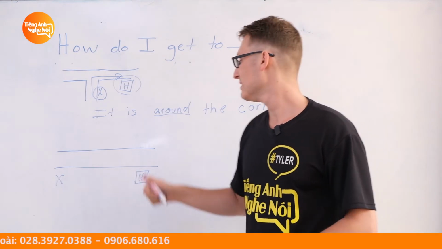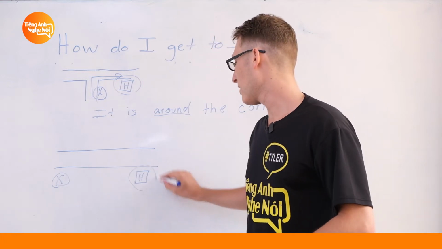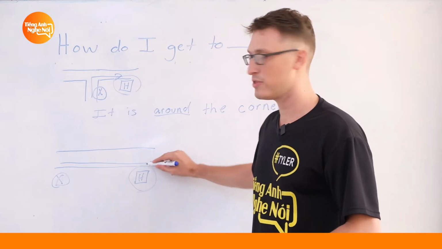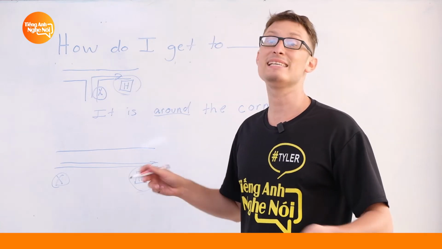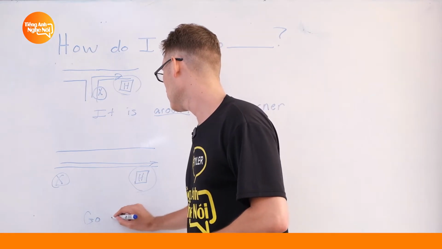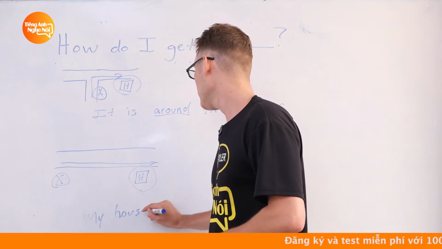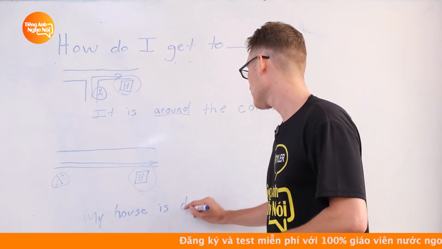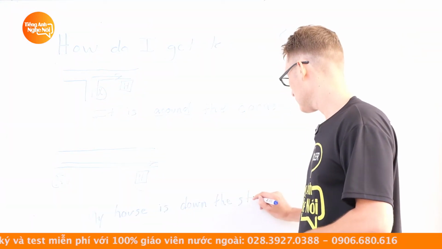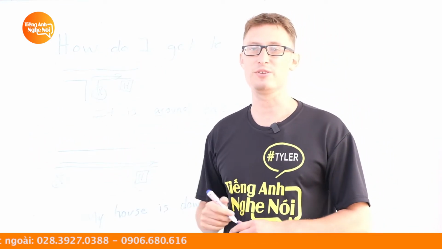Very easy, right? Now, if you are here and your house is here, and all you want the person to do is just go this way, it's very easy. You just say, go down the street, or my house is down the street, okay? Just keep walking and you will find the house.